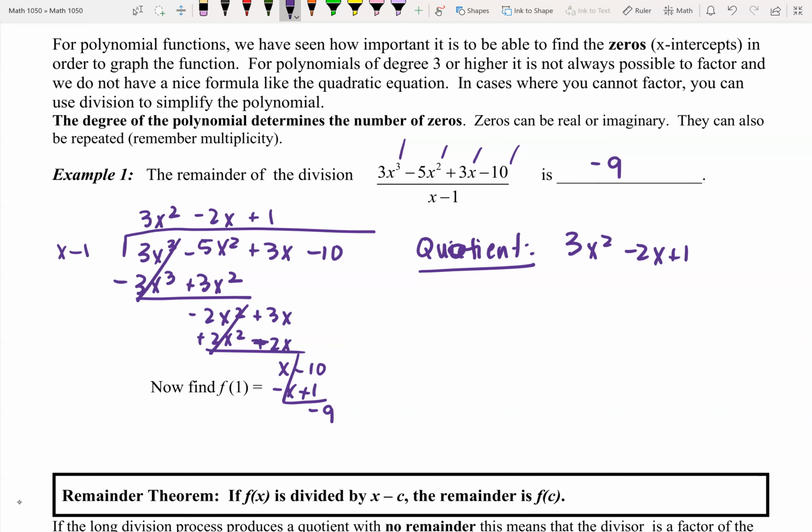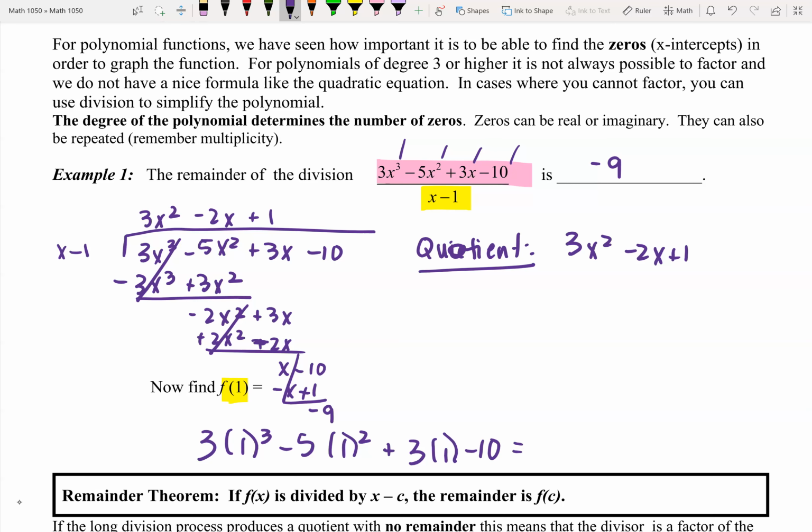Okay, now look what they've done. They took the bottom, this x minus 1, set it equal to 0 and solve, and you get a 1. So now they're asking us to find f of 1, which means go into the top, and everywhere you see an x, put in a 1. Okay, so let's all write this up. So it's 3 times 1 to the third, minus 5 times 1 to the second, plus 3 times 1 minus 10.